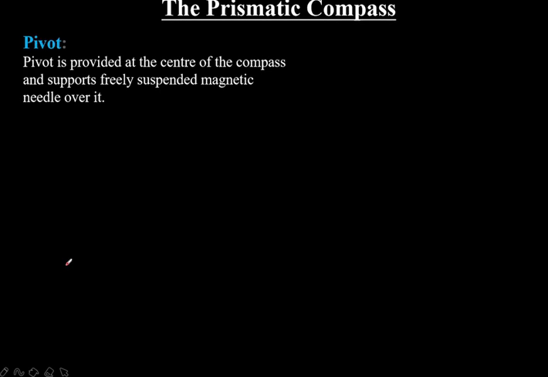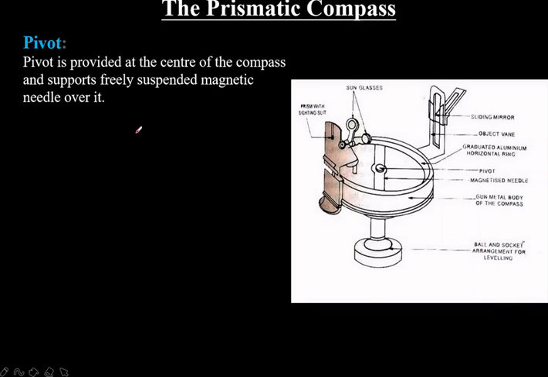Okay, so first one is the pivot. The pivot is provided at the center of the compass and supports the freely suspended magnetic needle over it. So it is the center part, and it supports what? The graduated ring, and that too freely. Here there are no other supports. The support is at the center only, by the pivot. So the undulations or the vibration will be more. To restrict that, the brake pin, which I told you about, is used.